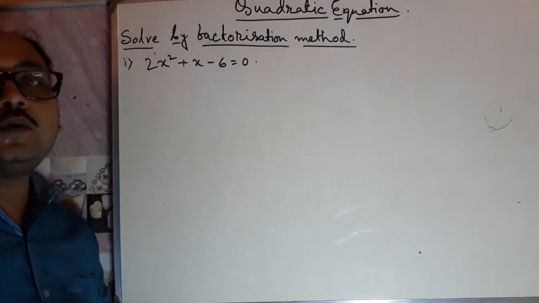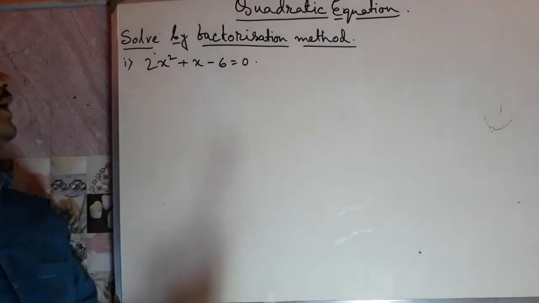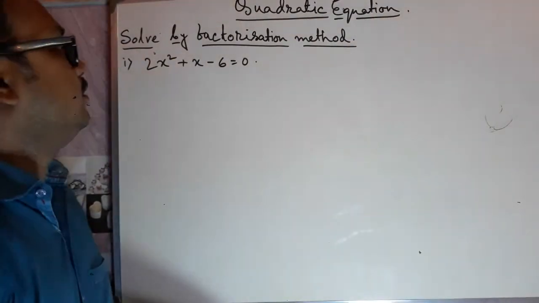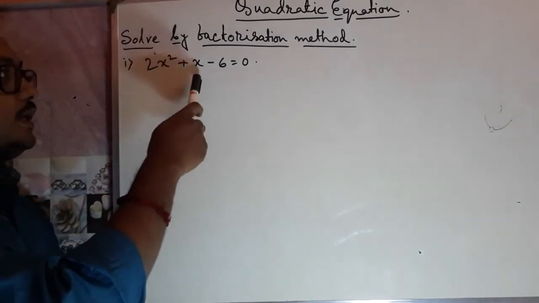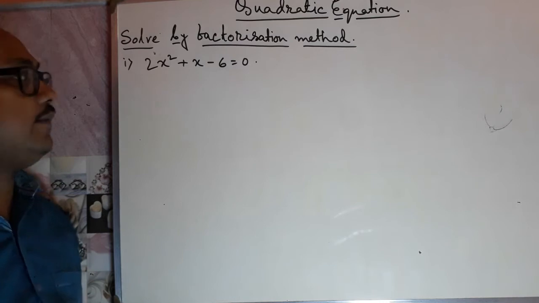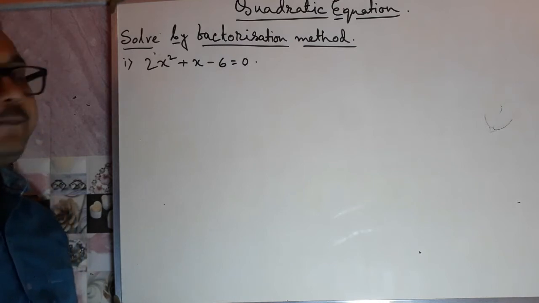We shall solve some problems on the chapter quadratic equations. The first one: solve by factorization method. The equation is given: 2x² + x − 6 = 0. Already you know how to factorize, by middle term factorization or by using the factor theorem.